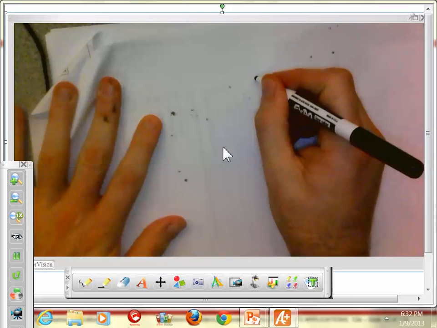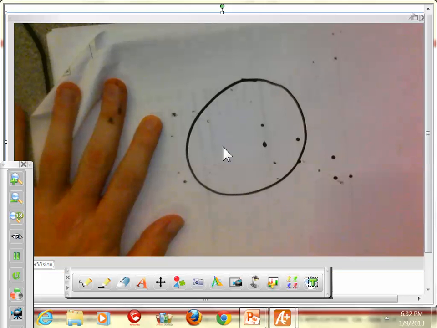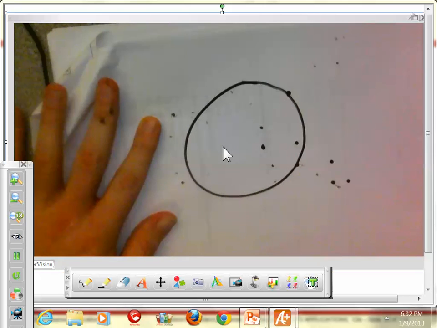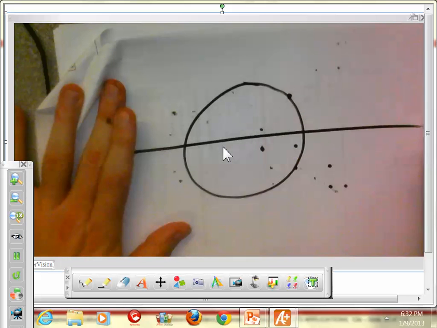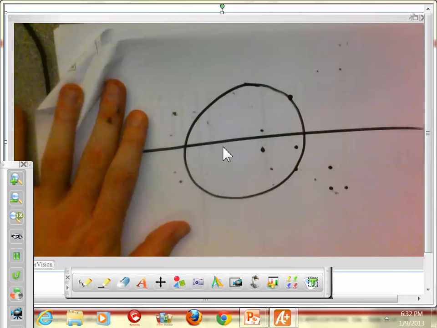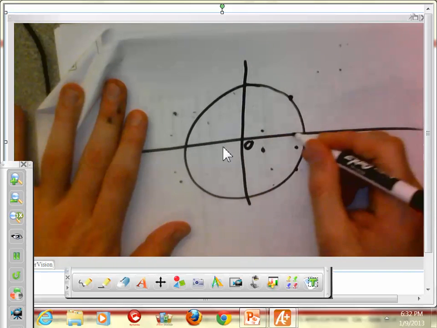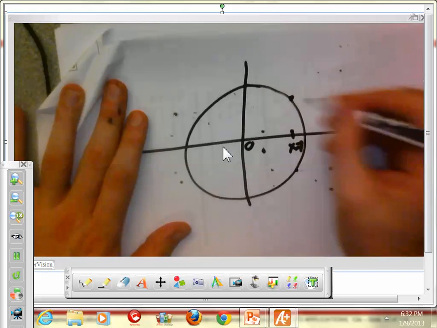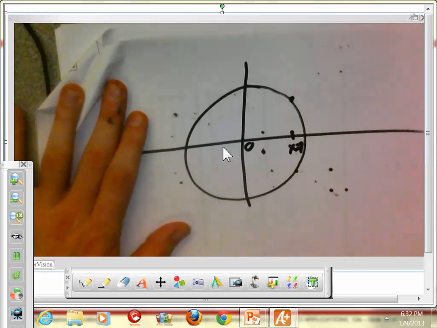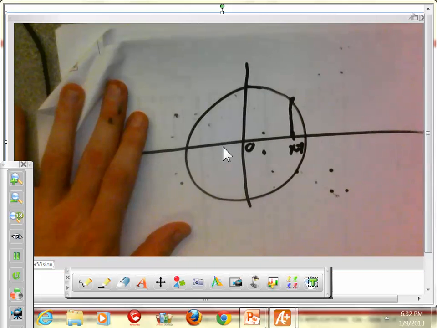If you have a circle here, this graph does not have a constant rate of change, because it's not a straight line. Say this is 0, and say this is x equals 1. Over here. So they wanted to know, how fast is the curve changing at x equals 1?